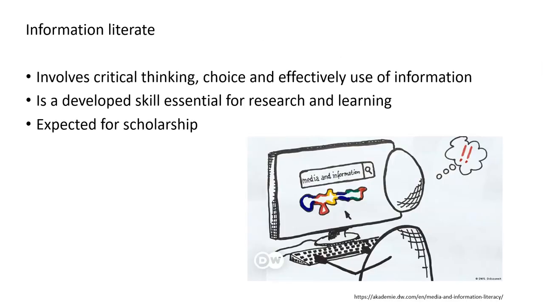What does it mean to be information literate? Well, to be information literate involves critical thinking, choice, and effective use of information. You're learning about this in this course, a great course. It is a developed skill essential for research and learning, meaning it'll grow and develop and you'll become better at it as you become better at doing research and writing. And it's expected for scholarship. Really, to be information literate is really important.